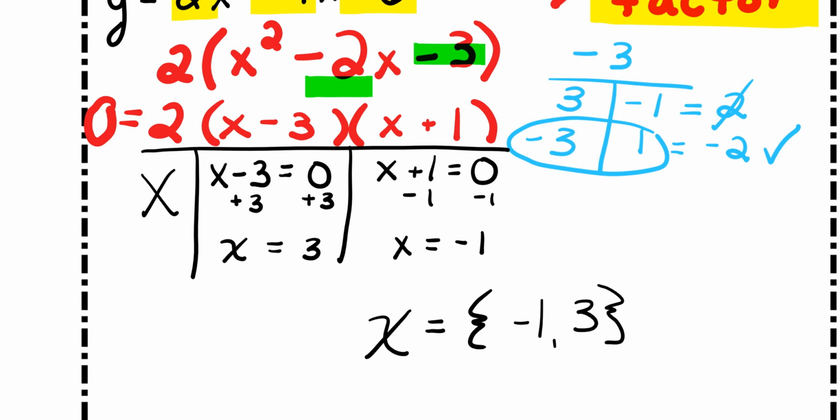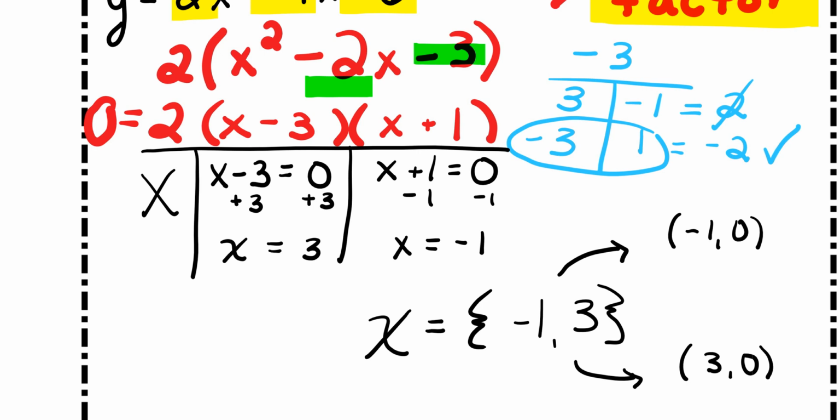I put it in these curly brackets, but another way to look at your x-intercept is you have an x-intercept at negative 1 comma 0, and you have an x-intercept at 3 comma 0. That's where it's going to cross the x-axis. All right, now let's put all of this together and let's graph our quadratic equation.